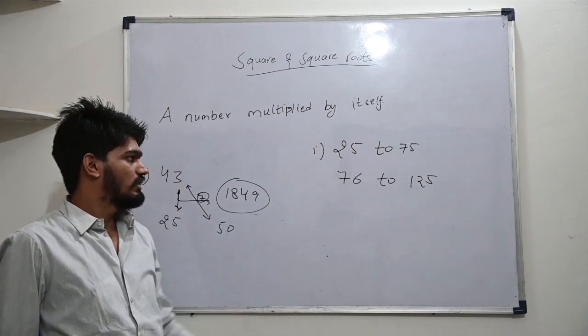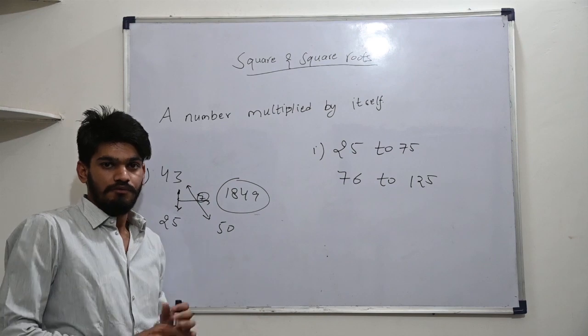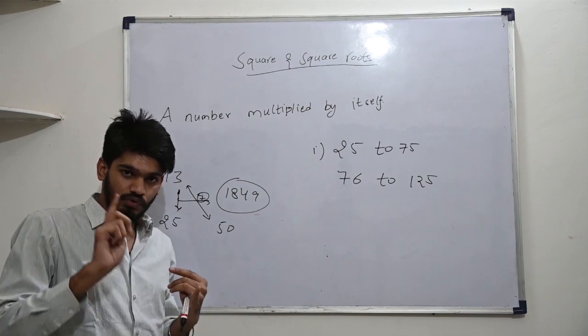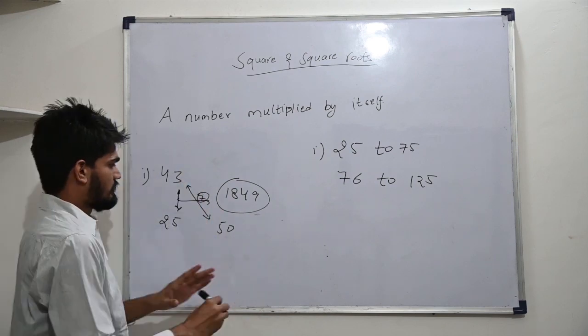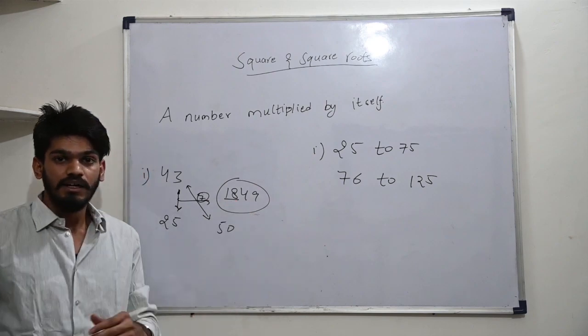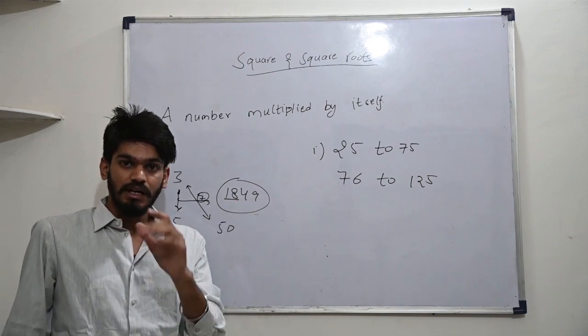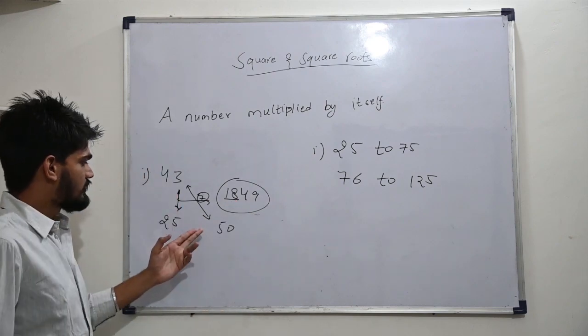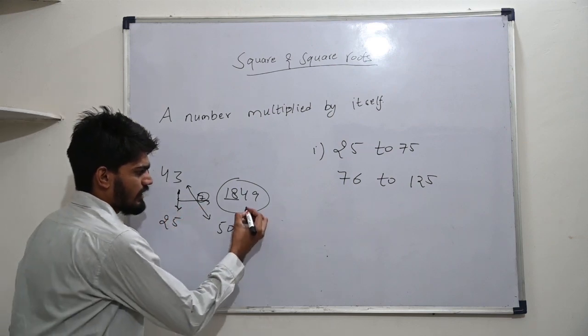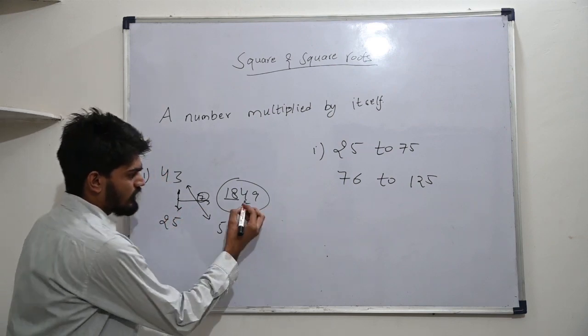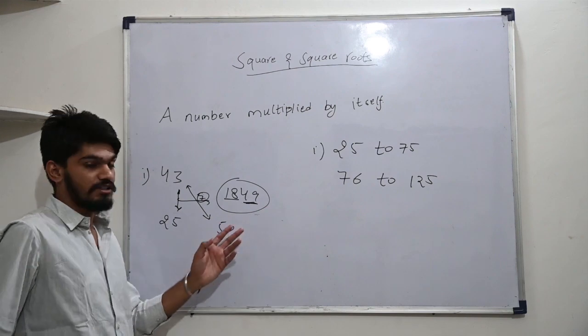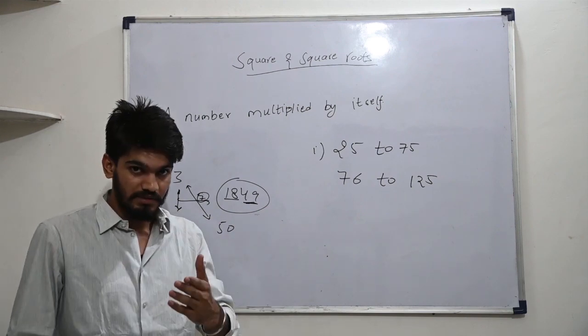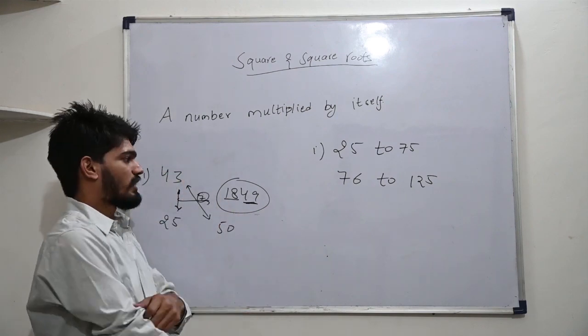I'll repeat the simple steps. We are talking about squares of numbers from 25 to 75, and there are only two steps. One, find the difference with 25 and write the number as it is, 18. Then find the difference with 50 and square it. The difference with 50 is 7, squared is 49. This square should always be in two digits. Let's understand with one more example.